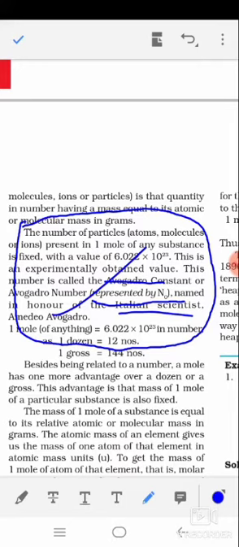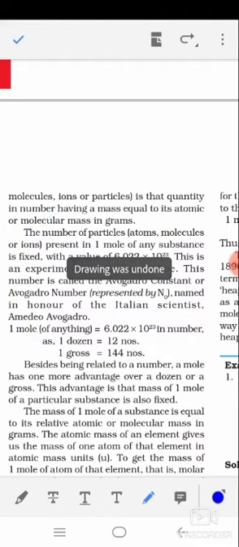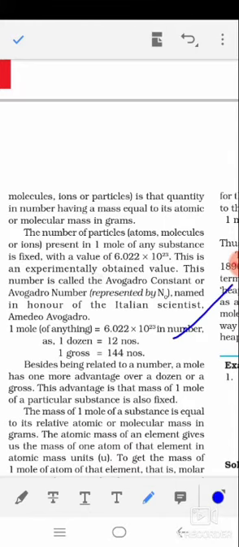Now 1 mole of any substance is 6.022 × 10^23 in number. 1 dozen is 12 in number. 1 gross is 144 in number. Just like so. Now, besides being related to a number, a mole has 1 or more advantages over a dozen or a gross. What is this advantage actually?